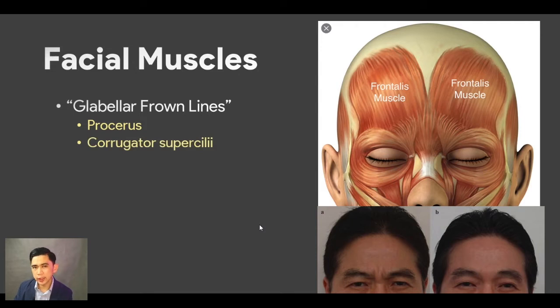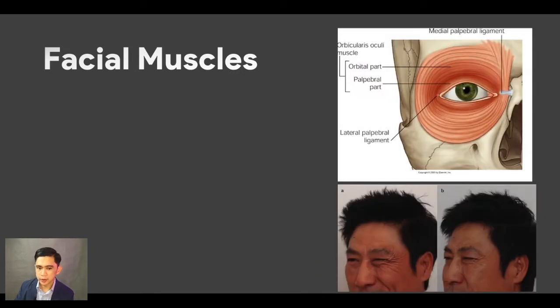And also the corrugator supercilii muscles. The corrugator supercilii muscles are this one, the triangular muscles on the lateral end of the procerus. When they contract, they will make the medial side of the eyebrows meet together. So when doing Botox here, you will see there's improvement over here. The blue arrows are the corrugator supercilii, and the yellow arrow is the procerus.